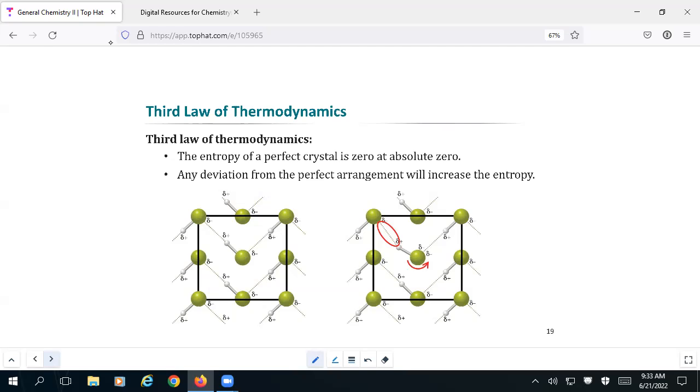But notice, if we even have the slightest tweak in that, this slight little deviation from perfect arrangement would cause a slight bit of rotational motion, and that would negate the perfect nature of the crystal. That would negate its zero entropy. This has rotational motion, and so its entropy, even at absolute zero, would be non-zero because it does have that rotational mode still available to it.